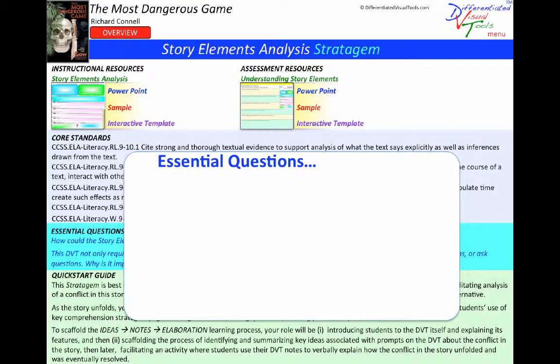Finally, we'll end this stratagem by asking students to turn and talk about these essential questions. Now, there are a couple of them, so you can choose to either provide one or the other, or both, and have students choose which one to respond to.